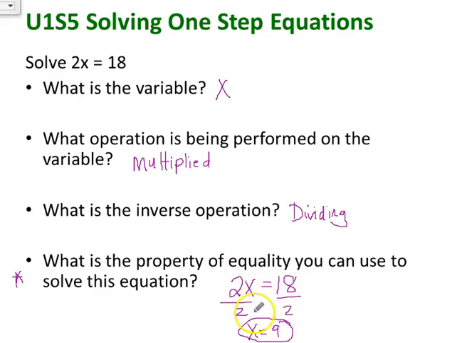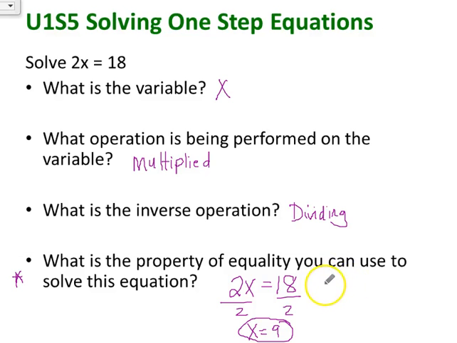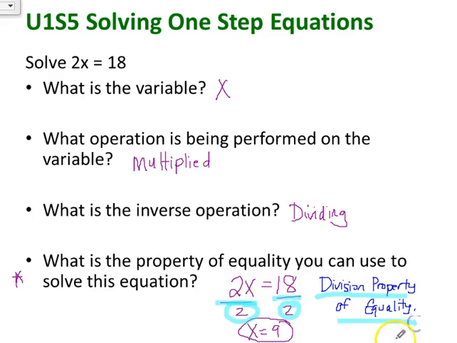So what property of equality did we use to solve this equation? What did we do to one side that we did to the other side? If you said we divided by 2 on each side, that means we used the division property of equality. Since we divided each side, what we did to one side, we did to the other, and the operation we were using was division. So we used the division property of equality.